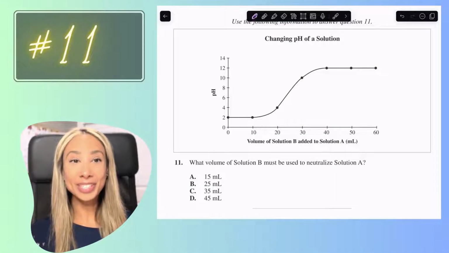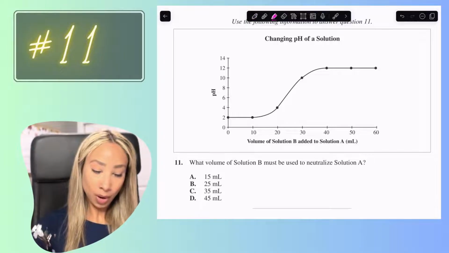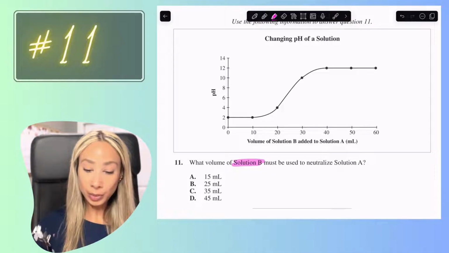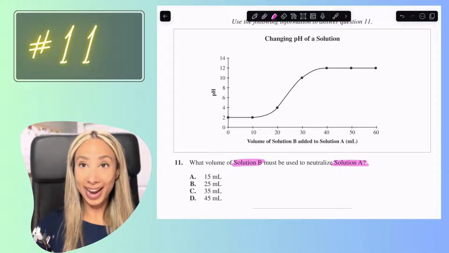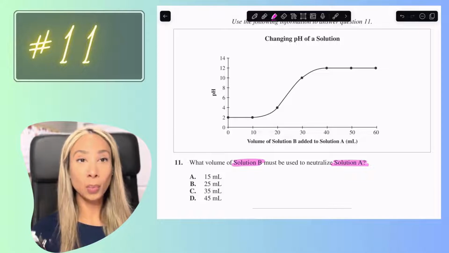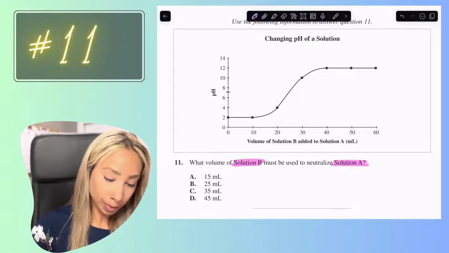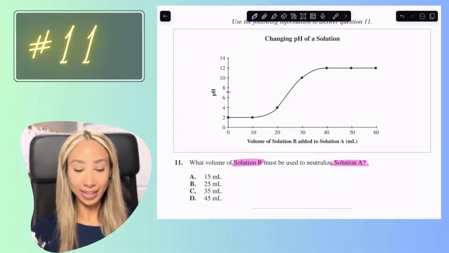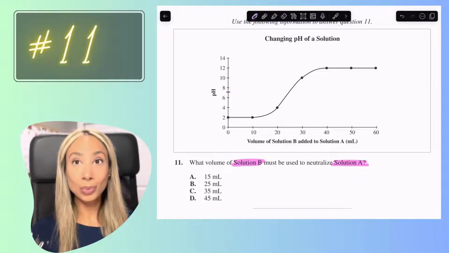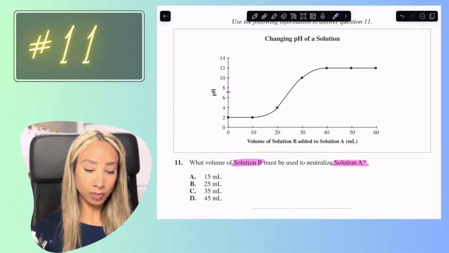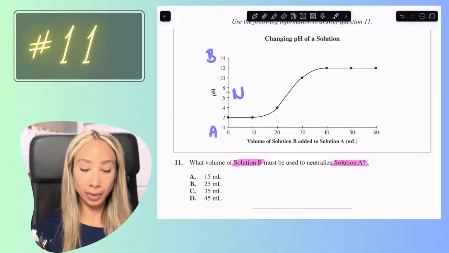All right, number 11 here. With this one, we want to know what volume of solution B must be used to neutralize solution A. So we've got to think about, first of all, what does it mean for something to be neutral? Well, we know neutral is going to probably be around 7. And then we need to know how to read this graph. In this graph, we have our pH. We've got our acids here and our bases here. And like I said, neutral is in the middle.